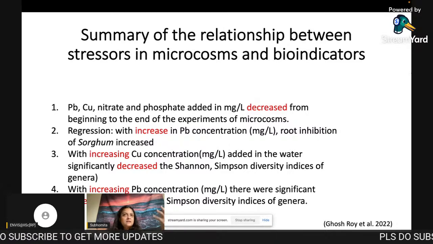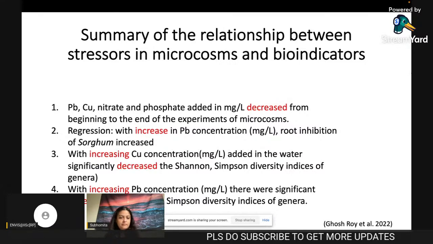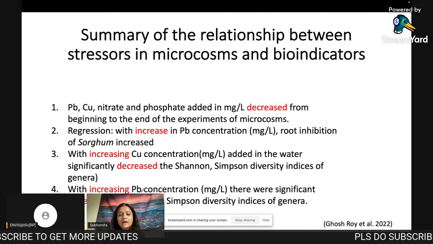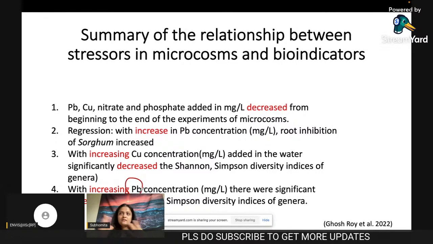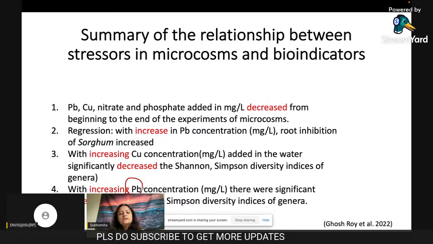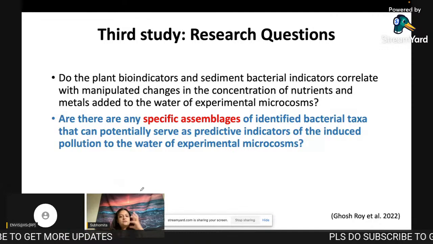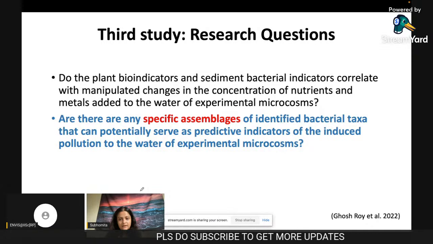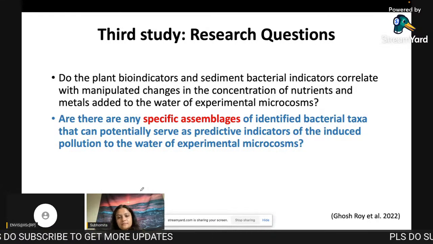With an increase in lead, we see an increase in inhibition in the case of sorghum, which was different than before. Copper was also affecting the diversities negatively, but with increasing lead, there was an increase in diversity again. So this was again our focus point. We wanted to see in our second question if there is a specific type of assemblage of bacteria that is there or not, so that this relationship could be figured out.